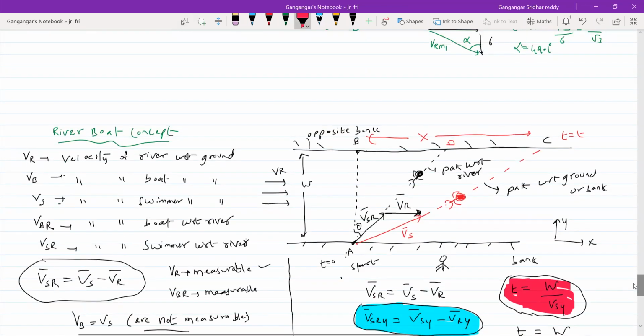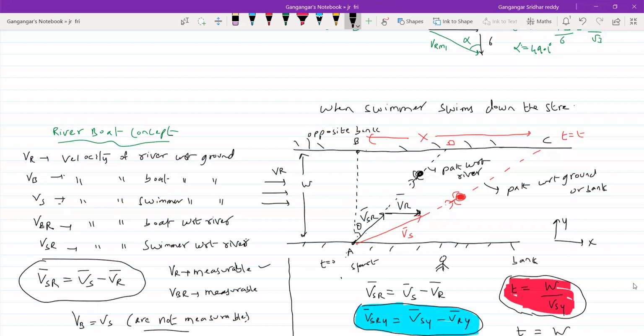When the swimmer swims down the stream, what do you mean by down the stream? Why should we call it like that? Look at VS, how it is. One component of VS will be perpendicular to the river current, the other along the river. So you will start at A and finally reach down the stream. Where is the point C? You see, point C is on the right side of the starting point. Therefore I should call it down the stream.